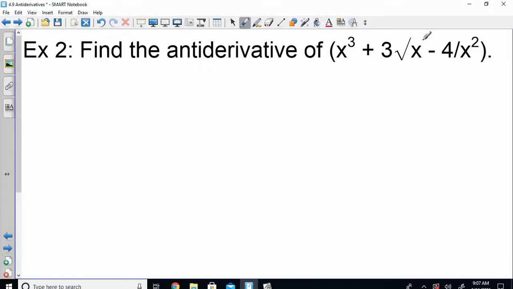Alright, let's keep practicing. So we have x cubed plus 3 square root of x minus 4 over x squared. It can be useful, just like when we did the derivative. We usually rewrote it so we didn't have the radicals or x's on the bottom, right? So we're going to do the same thing when we do the antiderivative. 3 radical x would be 3x to the 1/2, minus 4 over x squared is 4x to the negative 2.